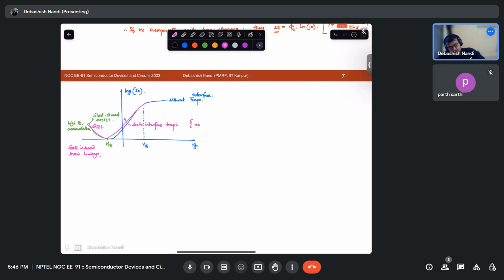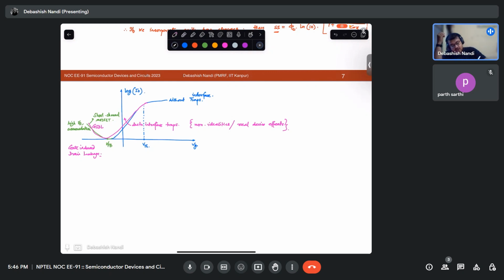These are your non-idealities, or you can say these are real device effects. So whenever you do device modeling, these kinds of effects become very important, okay. So you need to take care of this kind of stuff also in your device model. These are the realistic models, okay.